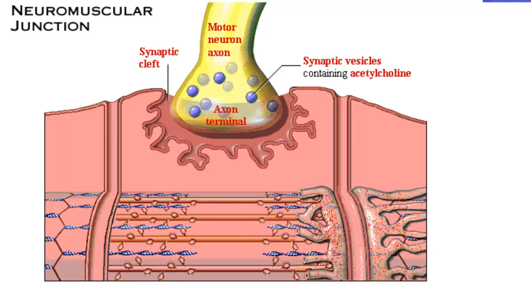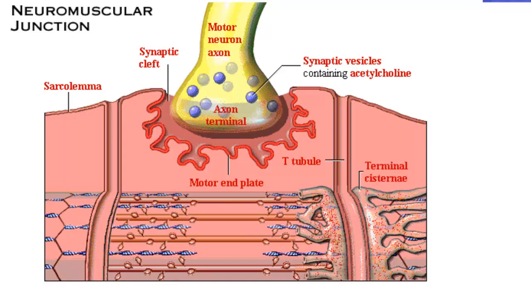The synaptic cleft is the space between the axon terminal and a folded region of the sarcolemma called the motor end plate, highlighted here in red. Recall that the sarcolemma is the general name for the muscle cell membrane. The T-tubules are invaginations of the sarcolemma penetrating deep into the interior of the cell.